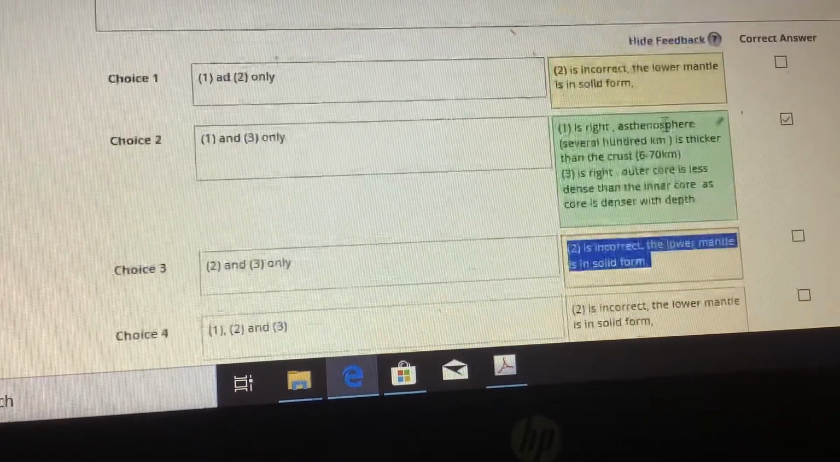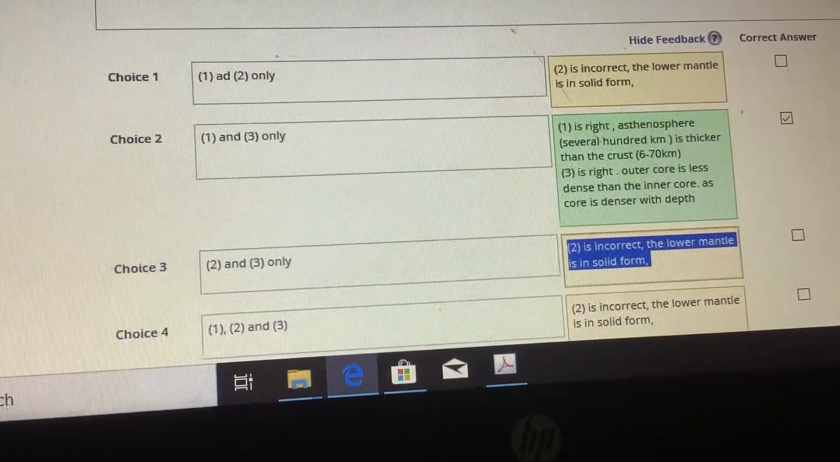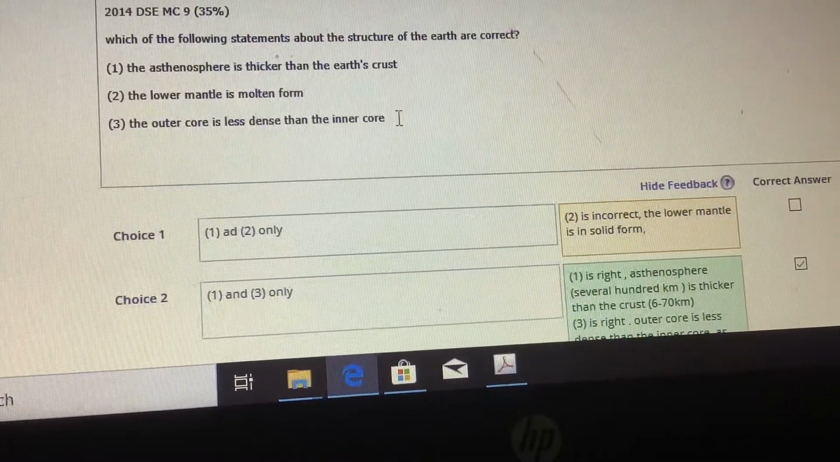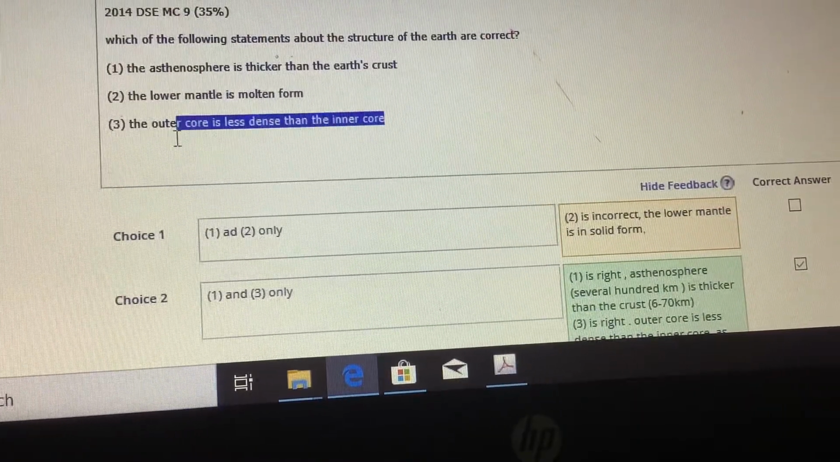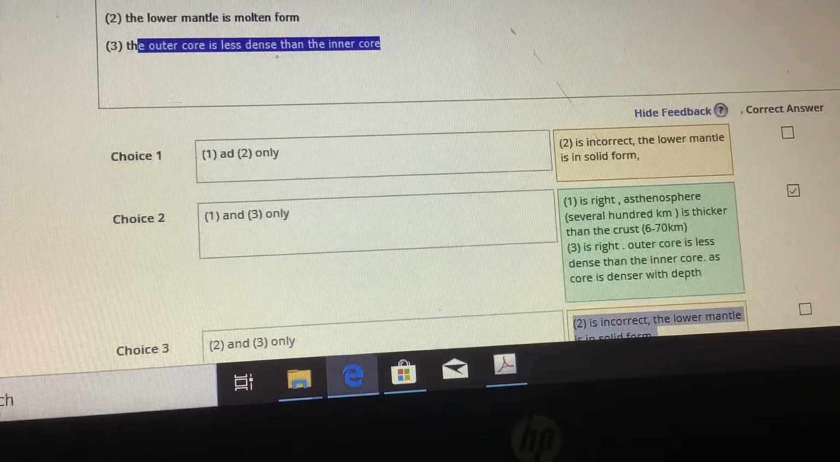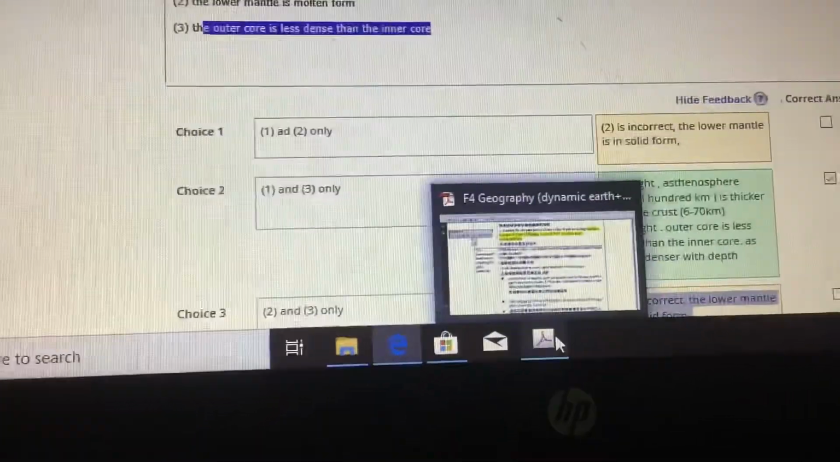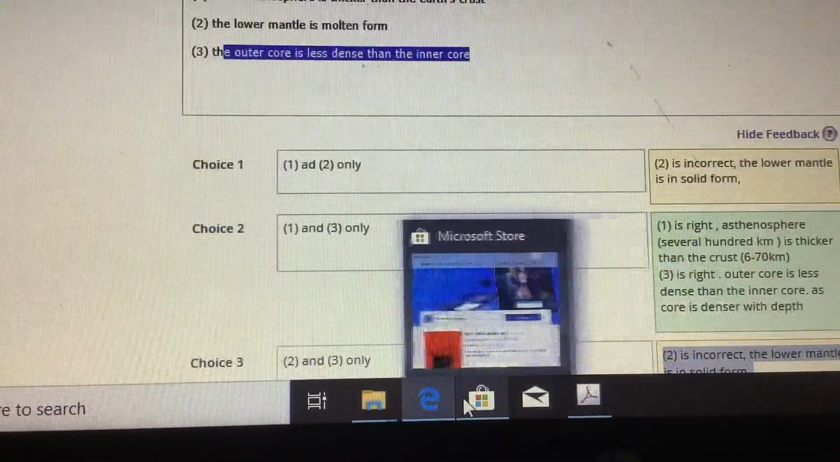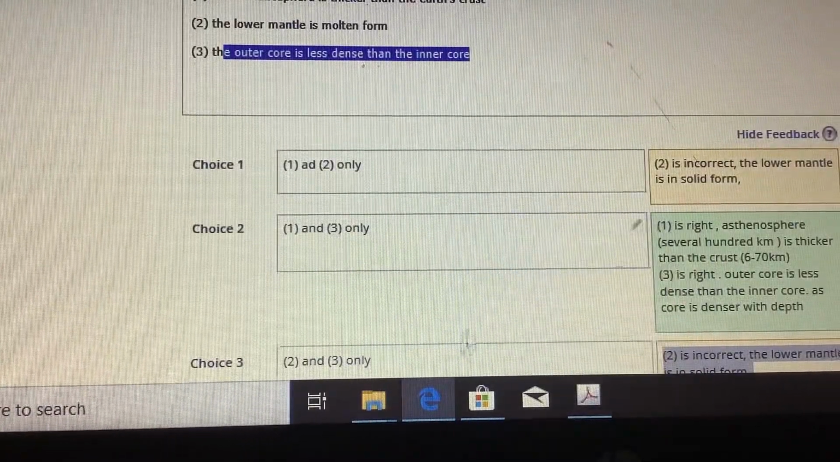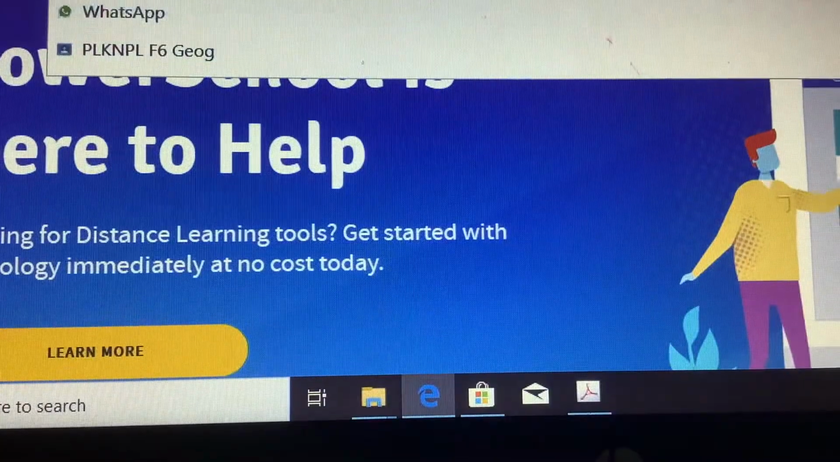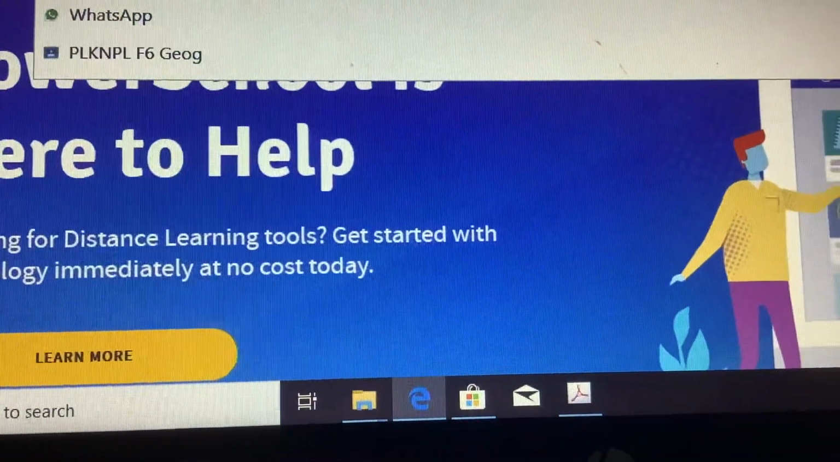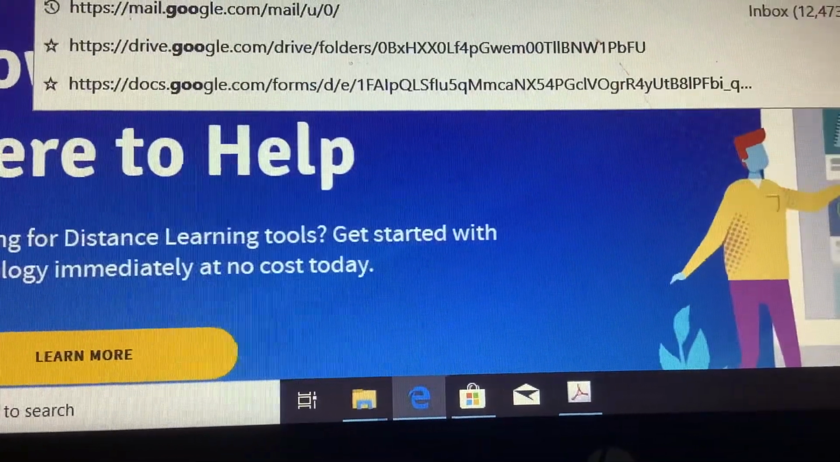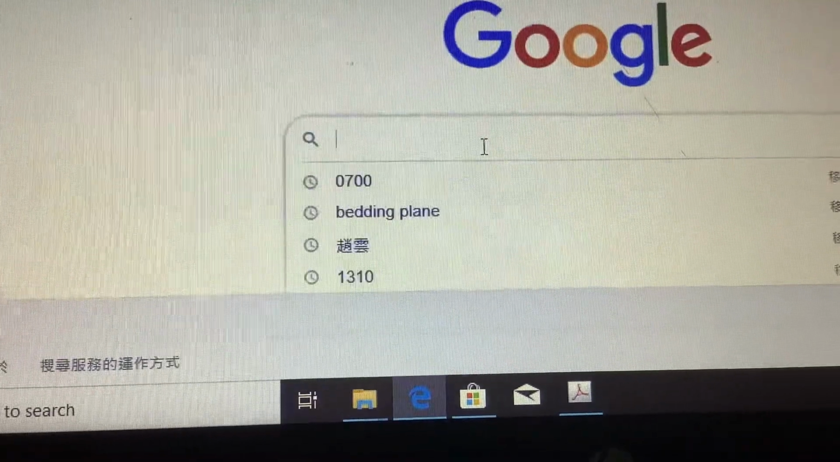How about number 3? The outer core is less dense than the inner core. This is right. Just like think about chocolate. I showed you here because English speakers may not get what I'm saying. Wait a minute. Google Earth. Not Google Earth.